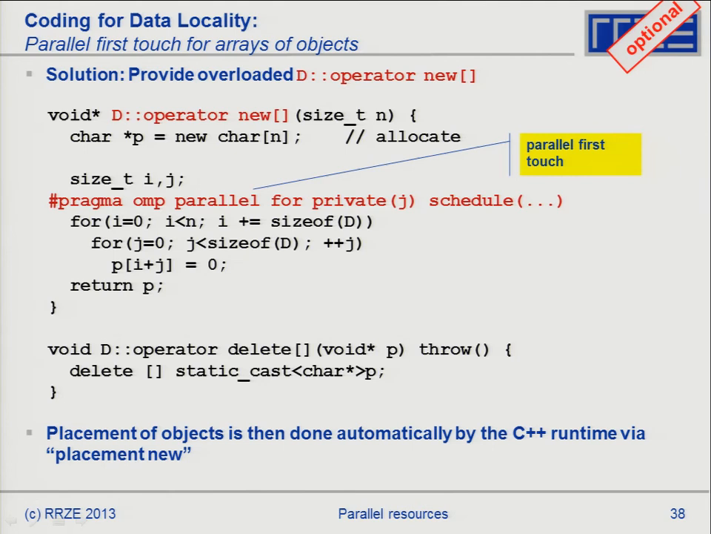And what you do essentially, this is the main part here, is you have to write a loop which traverses the whole memory that's just been allocated. We've done this here using a new char. Char is a byte. And this is a constructor which does not initialize the characters in this array. So we get a nice virgin array without any physical page mapping. And here you have the parallel loop, private j. And we do a loop from 0 to n minus 1 in jumps of size of D, where D is the data type. And inside, we initialize the bytes belonging to each individual object. Why do we have two loops here? Why do I have to write this in this awkward way?